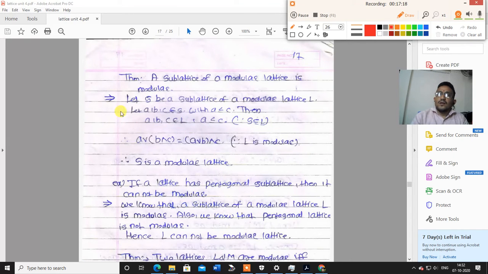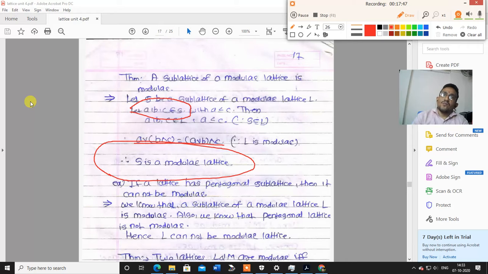But L is a modular lattice. Therefore, it satisfies the modular law. Therefore, you can say that A join B meet C is equal to A join B meet C. What are A, B, C? A, B, C are elements of the sublattice here. Therefore, every element of S satisfies the modular law, so S is a modular lattice. Therefore, a sublattice of a modular lattice is also a modular lattice.